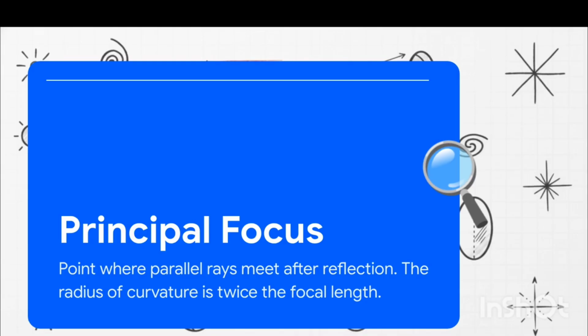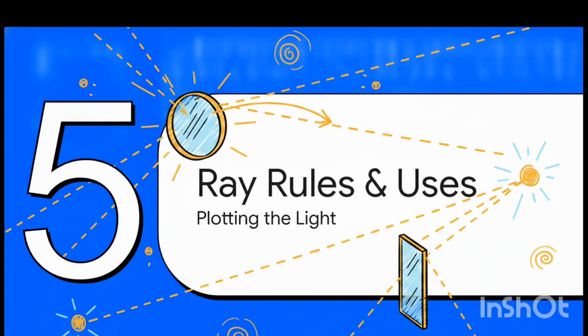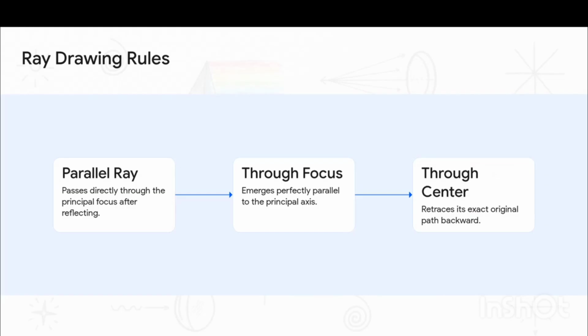And the math here gives us a beautiful constant. The radius of curvature is always double the focal length. Simple as that. With our mirror anatomy locked in, let's look at Section 5, Ray Rules and Uses, Plotting the Light. Now we get to actually map out exactly how light behaves.